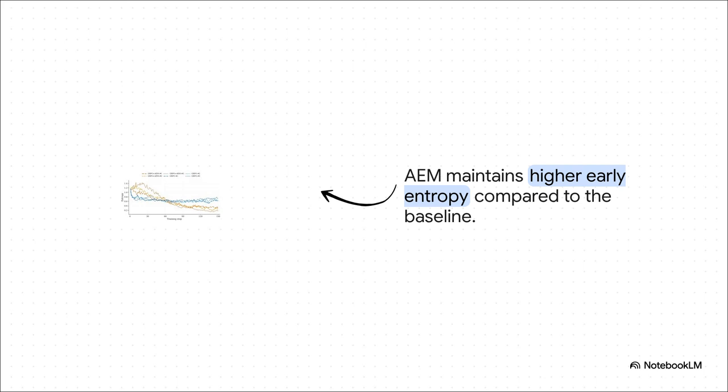But the orange lines, those are the models equipped with AEM. AEM prevents that premature entropy collapse. It forces the AI to maintain a higher entropy early on, demanding that it keeps exploring and trying new things until it genuinely finds the right path.